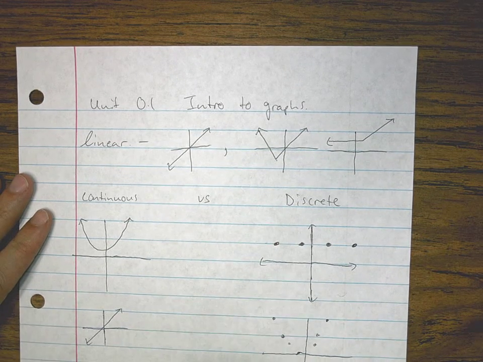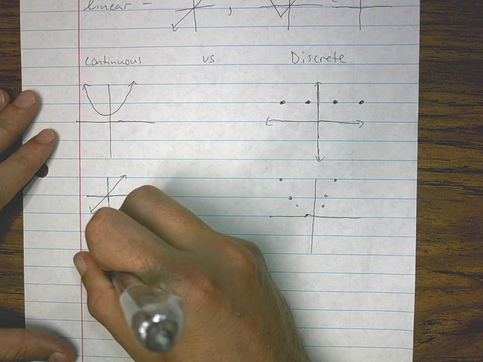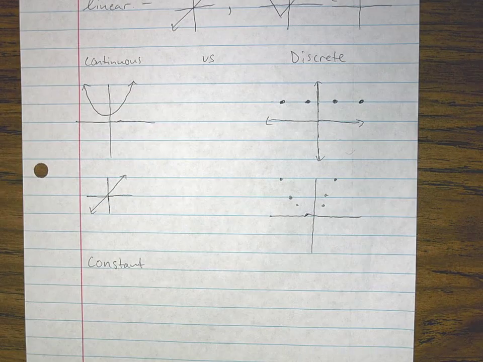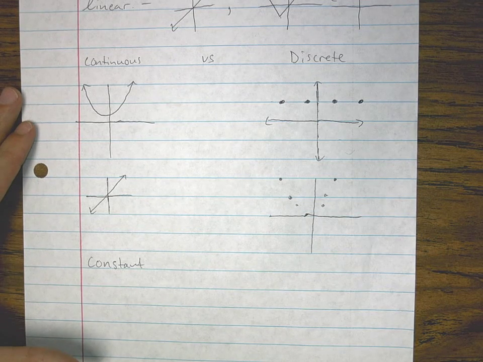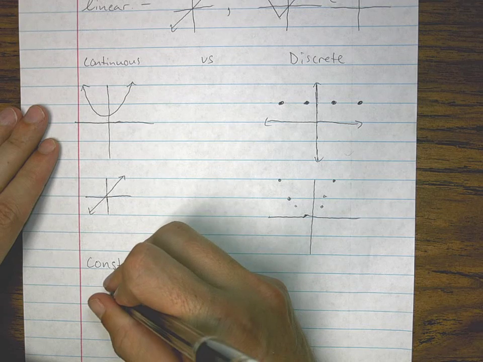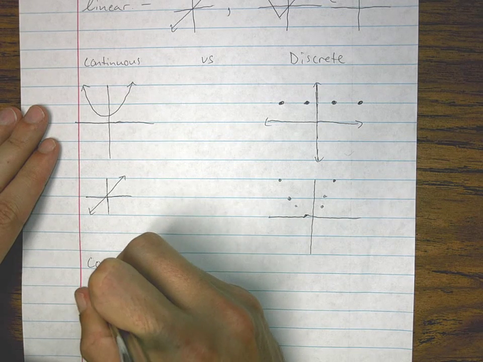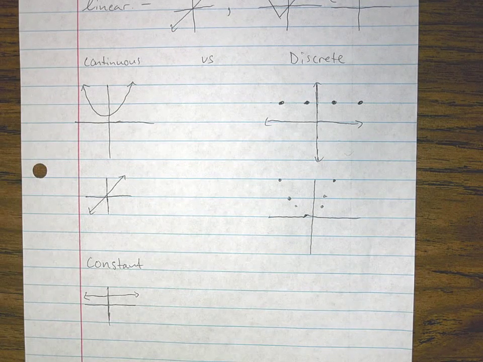Next we're going to talk about a constant function. Constant functions are functions that don't change in their y values. So for example, a constant function would look like this. The y value does not change whatsoever. I mean, it might look like it from my drawing, but I'm just a bad artist. These are constant functions.